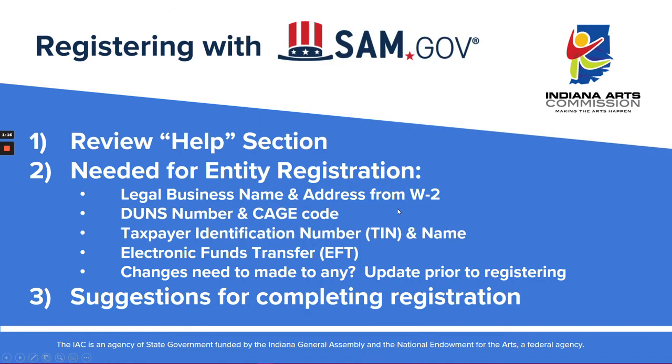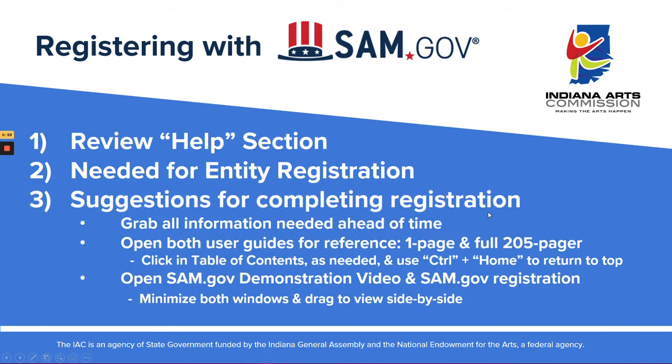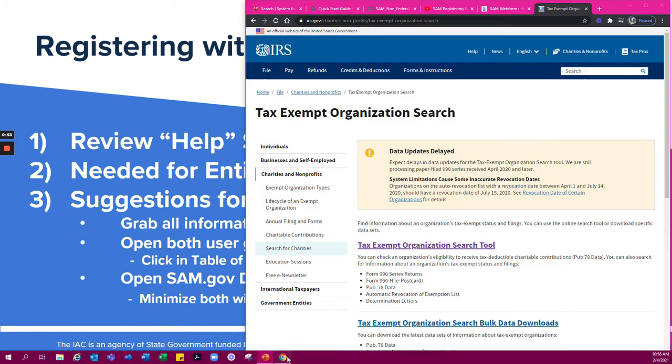You will need EFT or bank information in case you do direct business with the feds, the federal government. And I do recommend make any changes ahead of time so that you can do the registration in one go if possible. For other suggestions, again, do it all ahead of time so that you can just sit and work through it. Do have the user guides open.